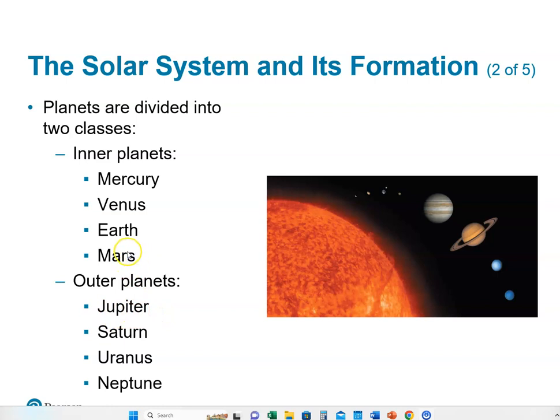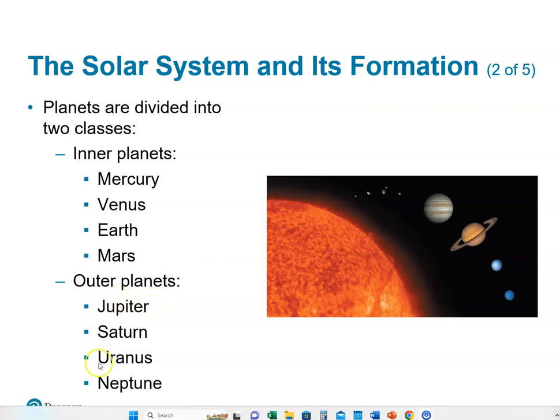By the way, between Mars and Jupiter is what's called the asteroid belt. All right, so Jupiter, of course, is the largest planet in the solar system. It is a gas giant. It has the most moons around it. There's more than 60, 60 confirmed moons around Jupiter.